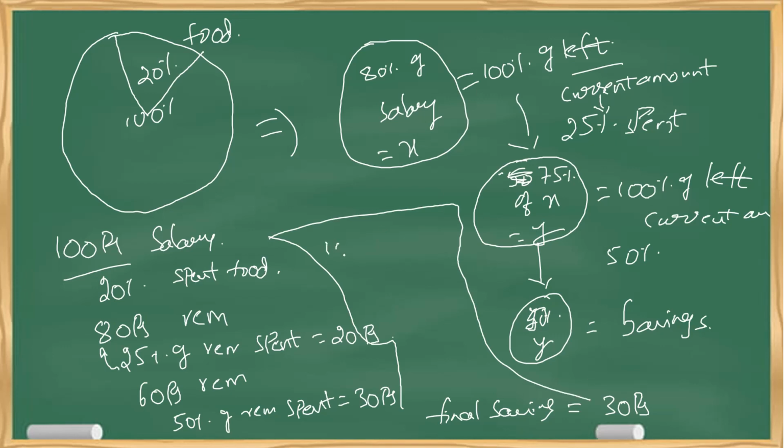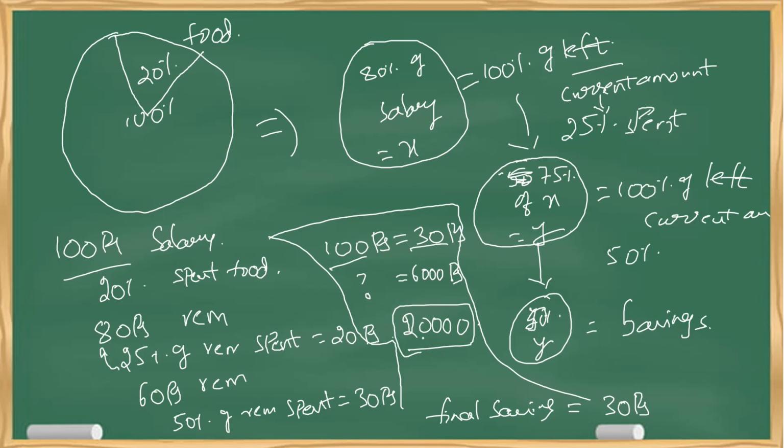Okay. So when my salary is 100 rupees, my savings is 30 rupees. According to the question, what is the salary if the savings is 6,000 rupees? So how many times do you need to multiply? Into 200 times, right? Into 200. That's how much you will get. 20,000 is the salary. This is what you need to understand from the questions.